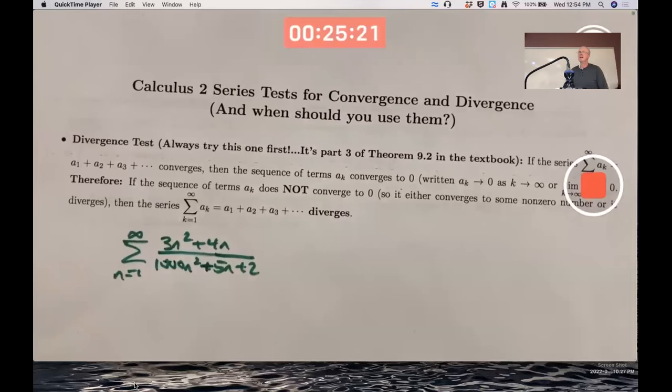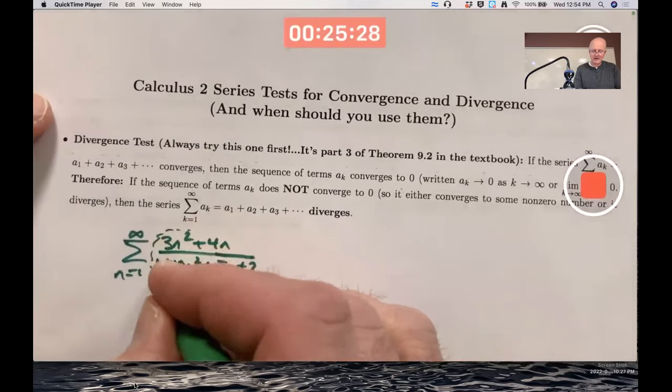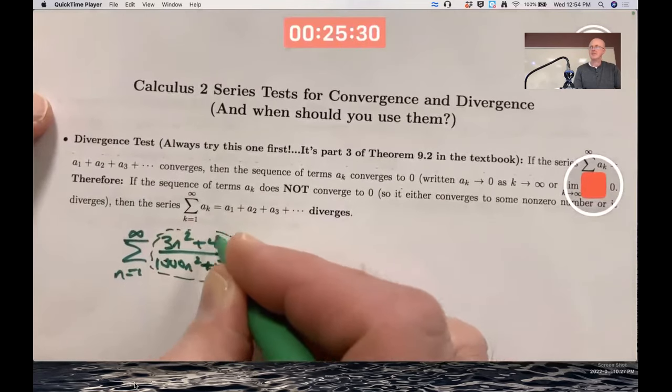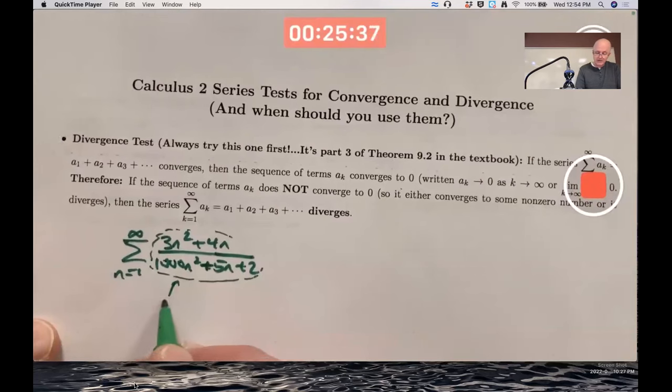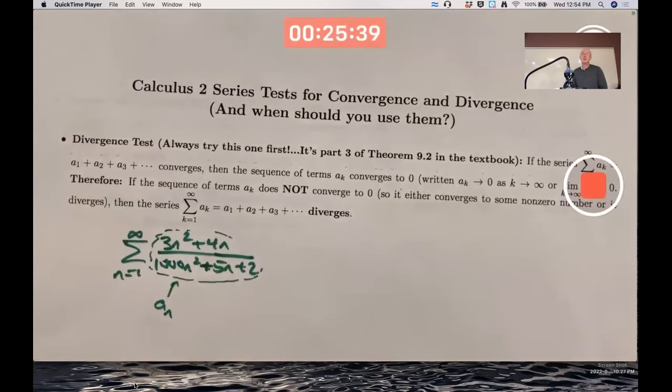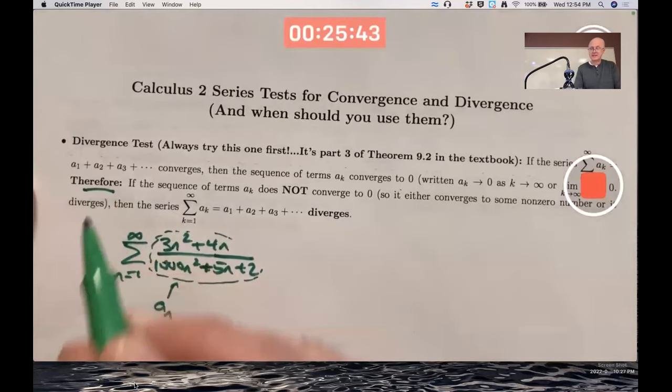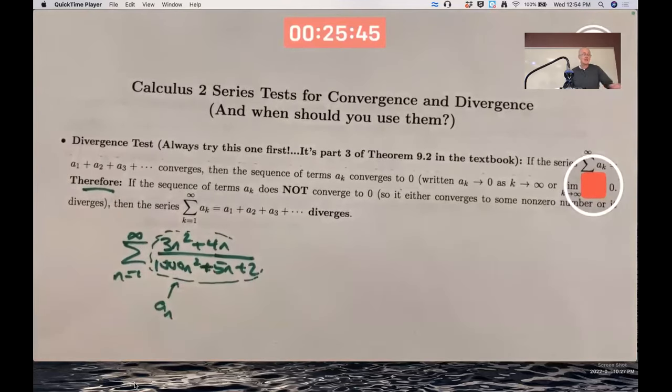And I'm saying, yes, you do. But you're saying, no, Dr. Kinney, I don't know. Well, here's how to think about it. Think about the divergence test right away. That's your term, your general term, a_n in this case. It's the part after the therefore that's the most useful way to think about the divergence test. It says if the terms do not converge to zero, then the series diverges.